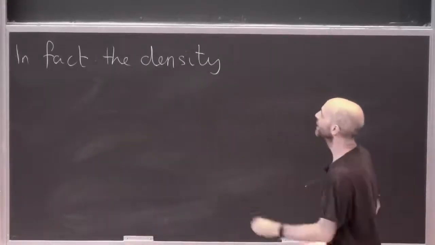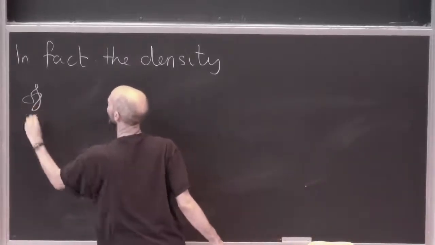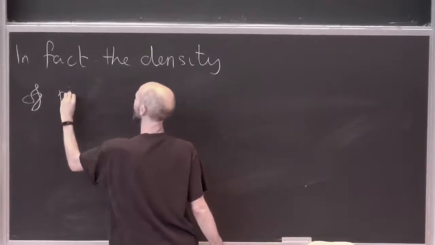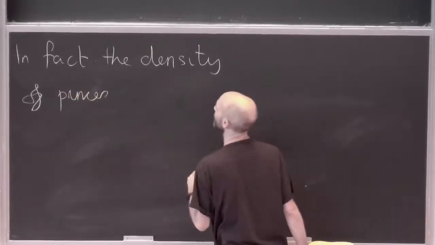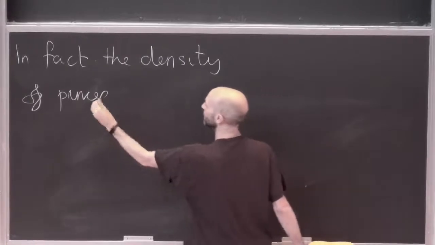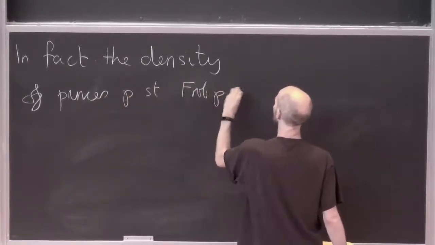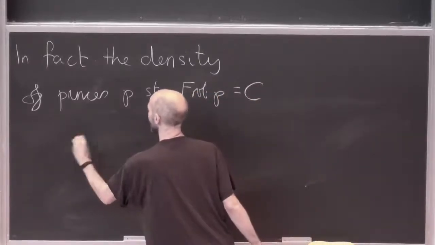You might need to use it. The density, just don't worry if you don't understand it. In fact, the density of primes p, in some well-defined sense that's been known for centuries, the density of primes p such that Frob p is in C, is in fact just the obvious thing.